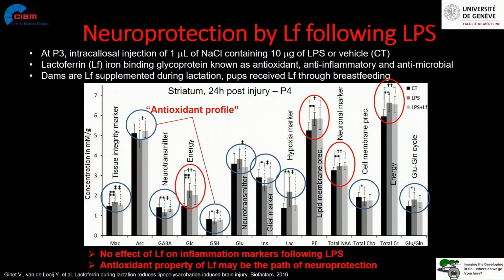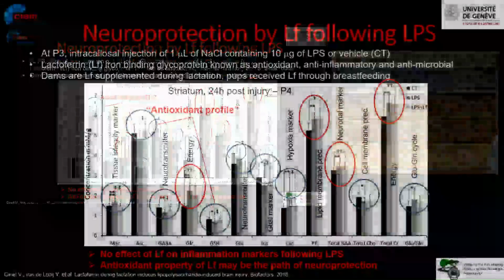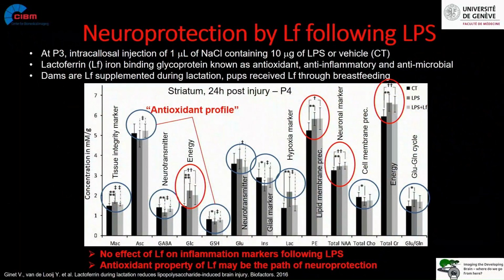So we looked with histology at the inflammatory markers, and there was no effect of the lactoferrin on these markers following the inflammation. But we show with the spectroscopy in the striatum 24 hours after the injury that we had what we call the antioxidant profile. So it's the ascorbate and glutathione, where the concentration of these metabolites was reversed by the effect of lactoferrin.